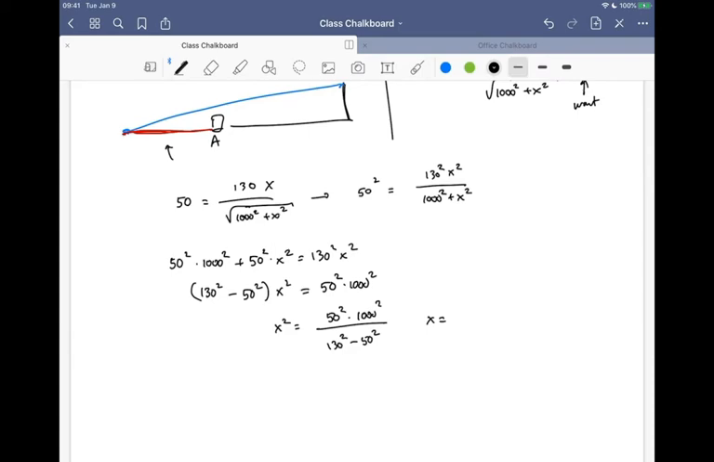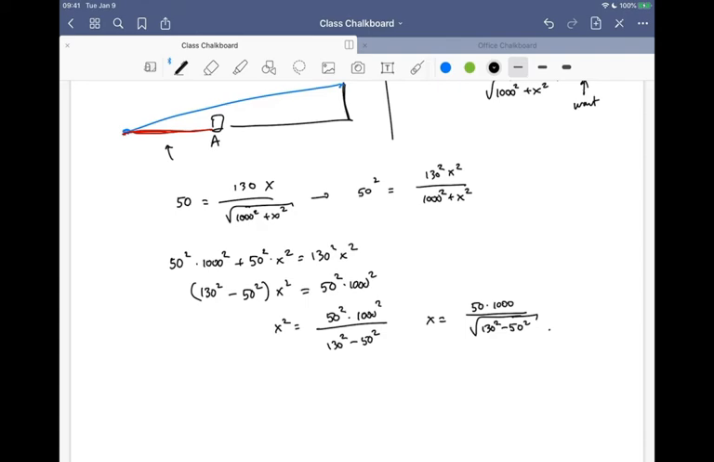So this is kind of where we have to be careful. The square root of 50 squared times 1,000 squared is 50 times 1,000. But the square root of the stuff in the denominator, I can't simplify because of the minus sign there. Okay, so we've got our mathematical solution there.